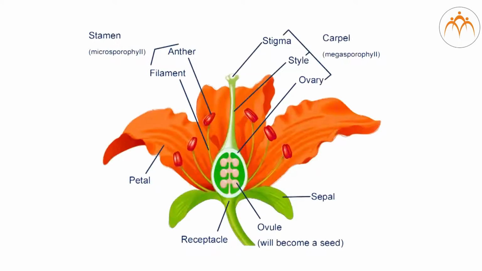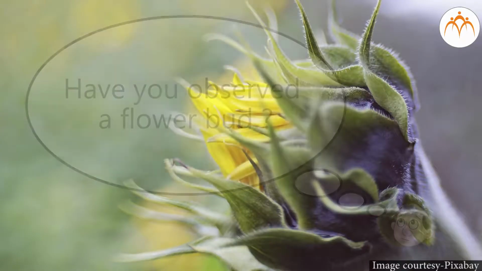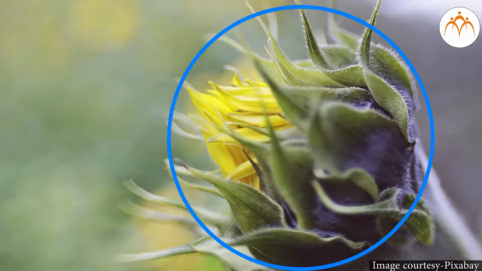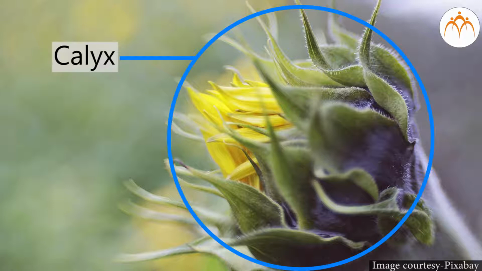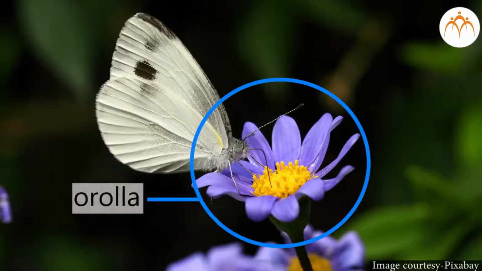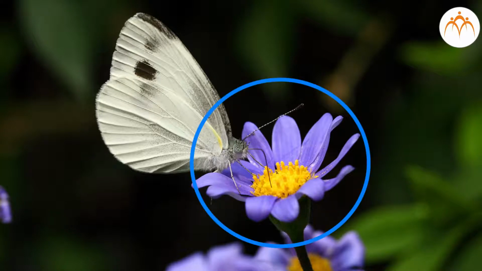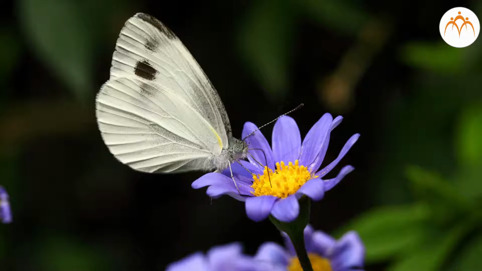Calyx. It is the outermost part of flower. Have you observed a flower bud? In a bud, we see green leaf-like parts covering petals. This is the calyx. A calyx has green colored sepals. It protects flower in bud condition. Inside the calyx are petals. This part is called the corolla. Usually petals are large and colorful. Many a time we see insects visiting flowers to collect nectar. Colorful petals attract insects towards flowers.